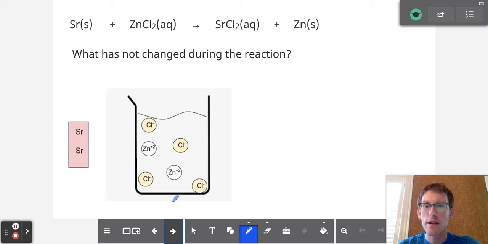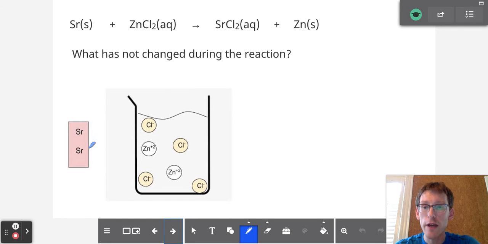To do that, I think it's good to just see what there is at the beginning and what there is at the end. I have diagrammed it out: here's my piece of strontium metal, and the zinc chloride that's aqueous really should be represented like this, where we've got a beaker with some water in it. Note how the zinc ions and the chloride ions are not connected together. In solution, they are all separate ions and they're free from each other.